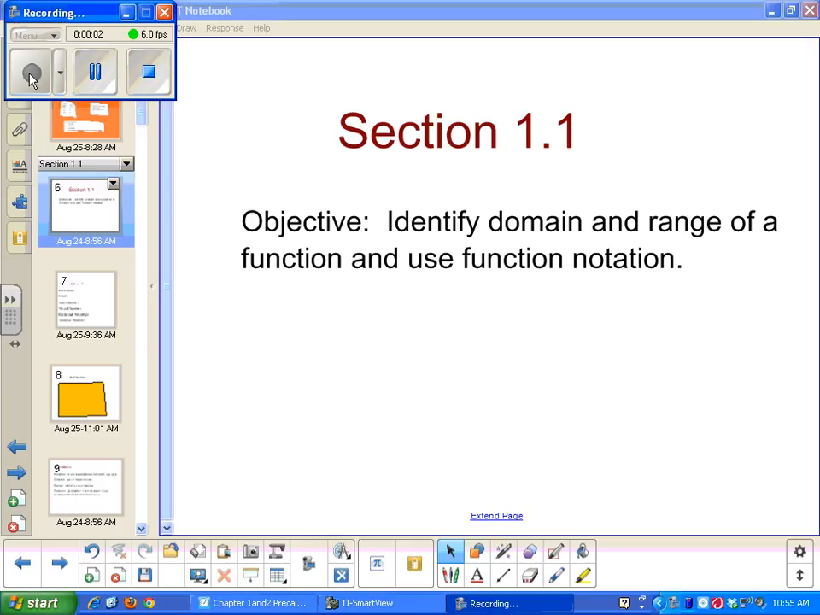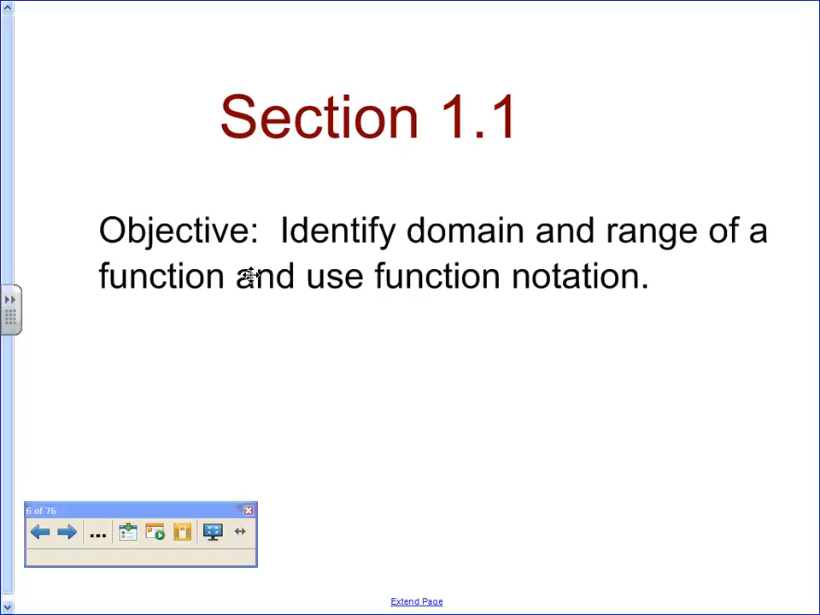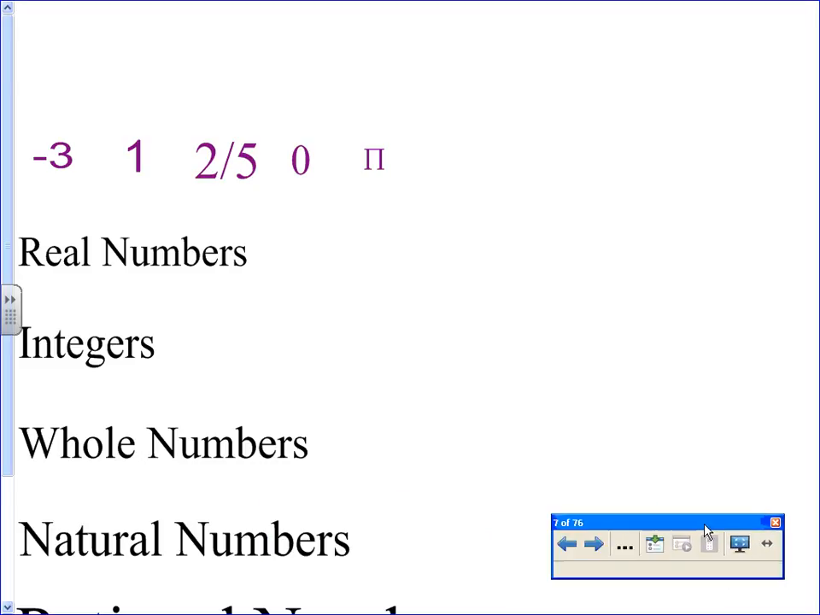In section 1.1, where it's really a review of Algebra 2, we're going to review identifying the domain and range of a function, and we're also going to use function notation, as well as review a little more about the real number system. So here we have real numbers, integers, whole numbers, and natural numbers.